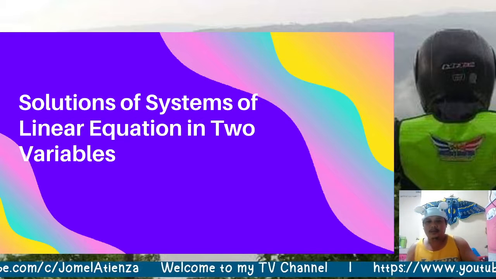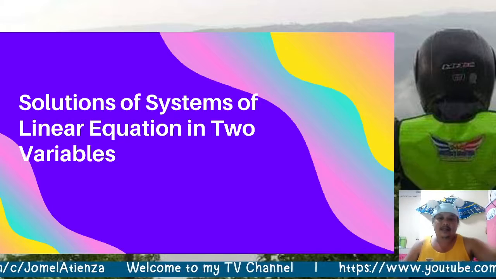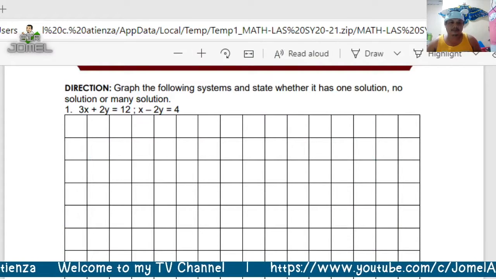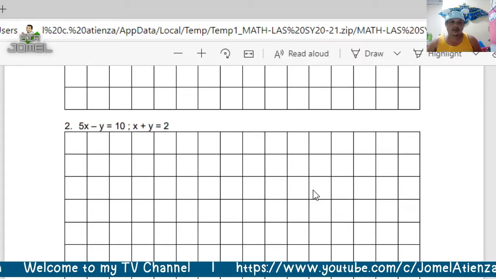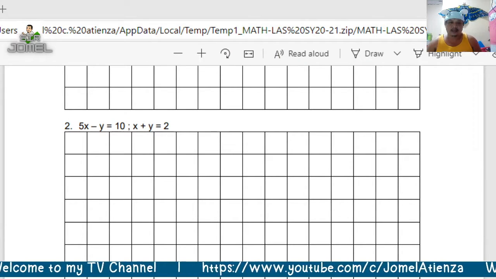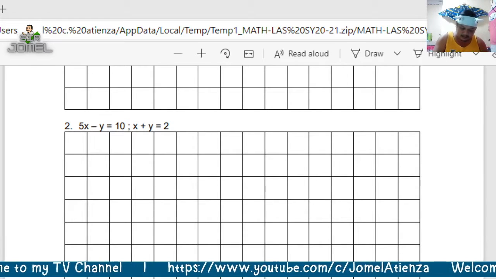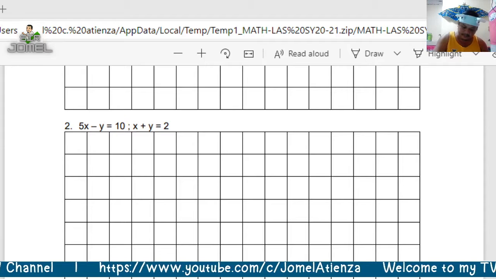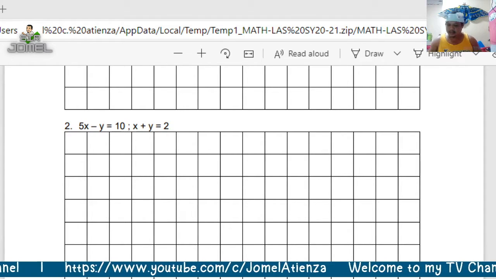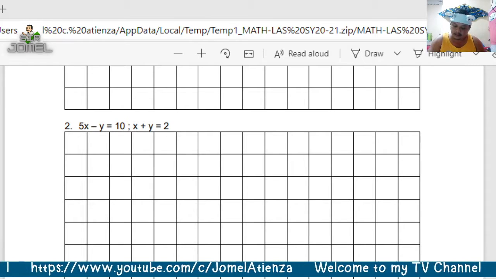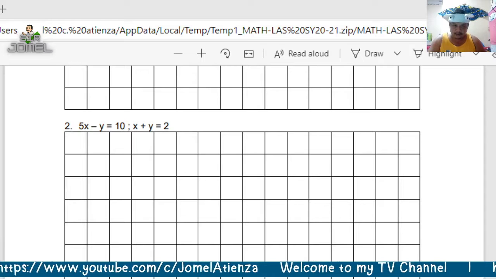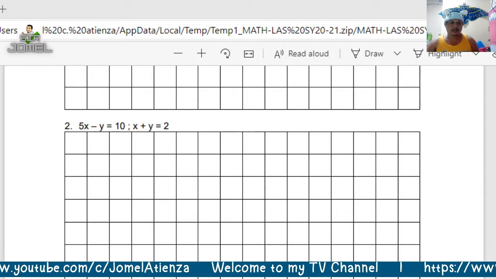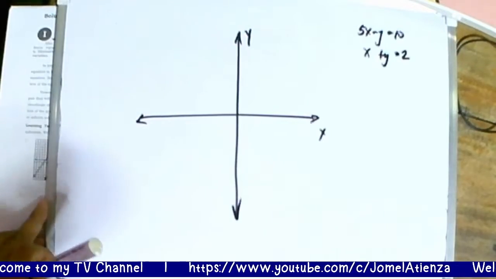Okay, so we are solving a linear system using graphing, okay? So for our second example, we have 5x minus y equals 10. So once again, let us draw the rectangular coordinate system, so y-axis and x-axis. So we have 5x minus y equals 10. Then the second equation is x plus y equals 2.